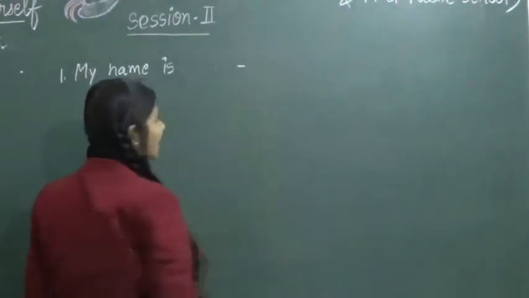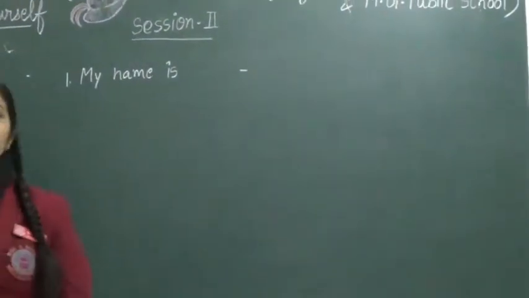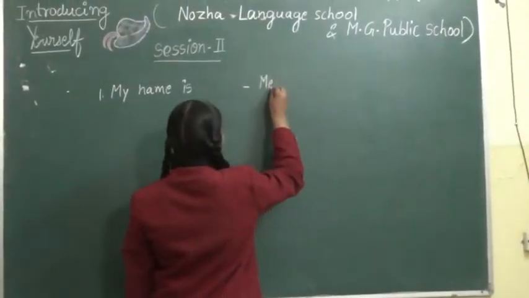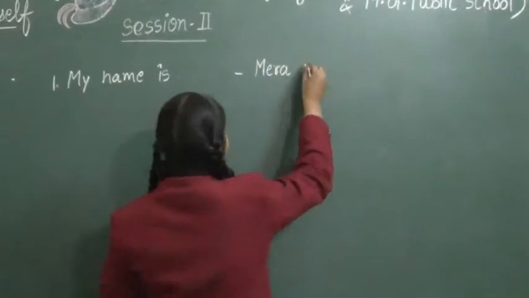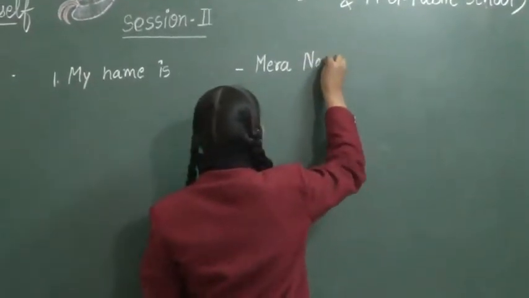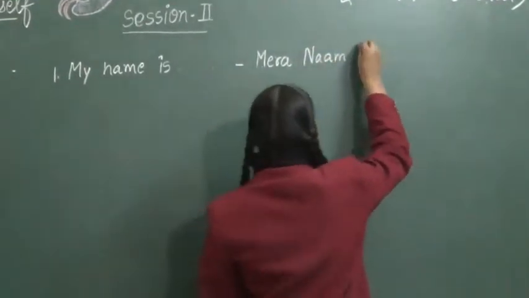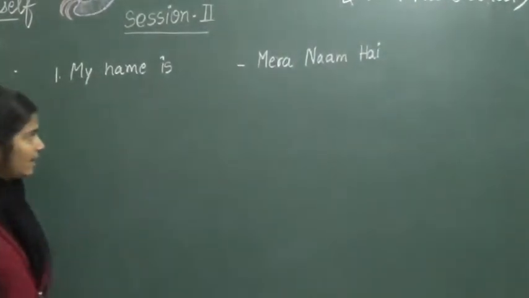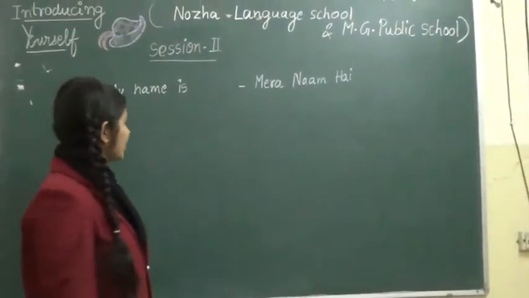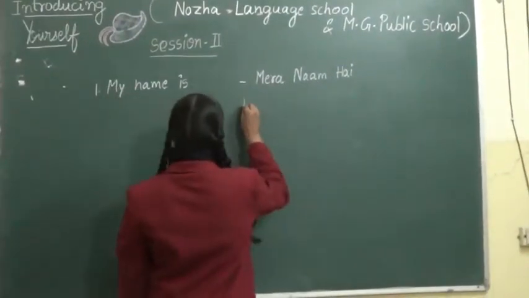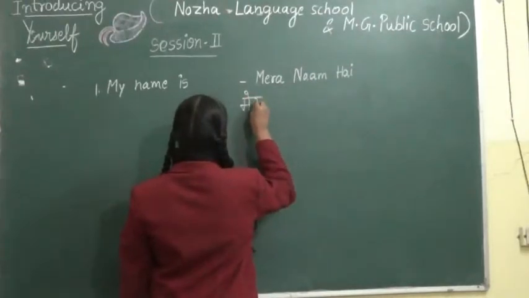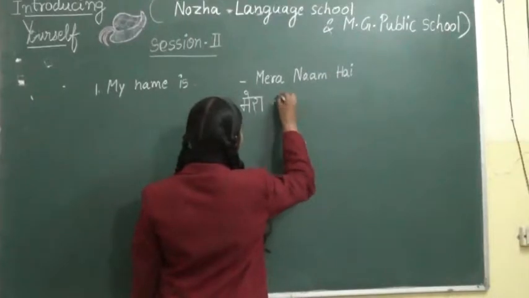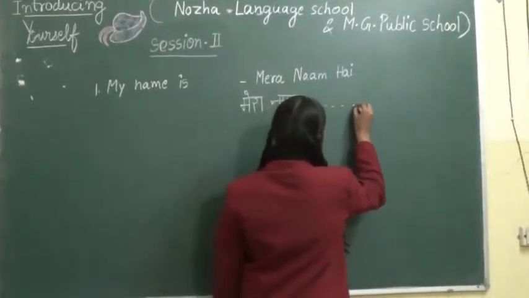My name is. In Hindi, it is pronounced as Mera Naam Hai. M-E-R-A, Mera. N-A-A-M, Naam. H-A-I, Hai. Mera Naam Hai. In Hindi language, we write it as Mera, Naam, Hai.